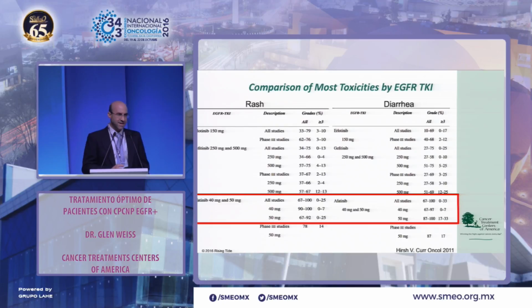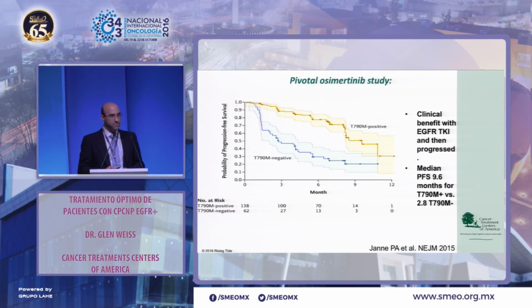And then looking at toxicity according to EGFR TKI, in general, erlotinib and gefitinib have a lower toxicity profile for both common adverse events, rash and diarrhea, compared to afatinib. This is believed to be due in part to afatinib's irreversible inhibition of the EGFR receptor, and this may lead to both its increased efficacy in terms of response rate, but also a catch-22 with worsening toxicity, primarily rash and diarrhea, compared to the other TKIs.